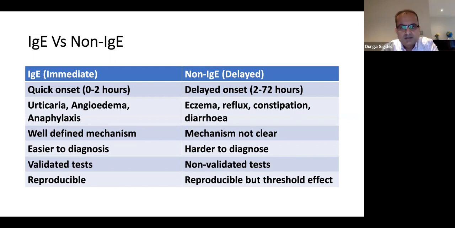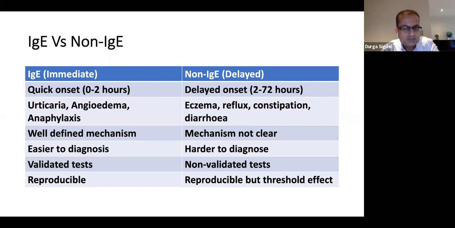IgE type of allergy is easy to diagnose. There is usually a typical history of reaction, and there are some validated tests, for example, skin prick testing and IgE testing, where we can measure IgE level. On the other hand, non-IgE type of allergy is harder to diagnose.